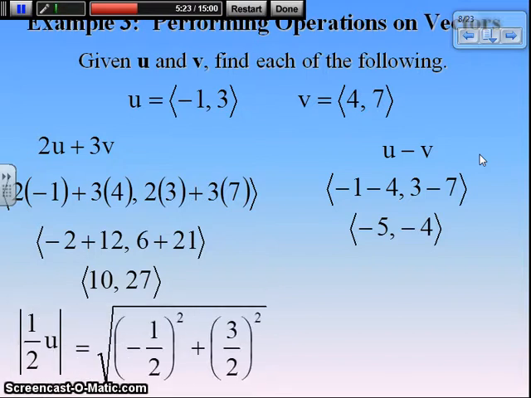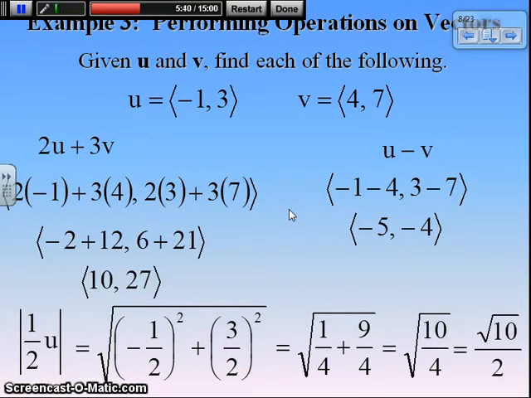Half of u, but notice it's not just half of u, it's half the u magnitude. So I take half of u: -1, half is -1/2. Half of 3 is 3/2, and I'm doing magnitude, so square root of a squared plus b squared. And so that's 1/4 plus 9/4, which is 10/4, radical 10 over 2.